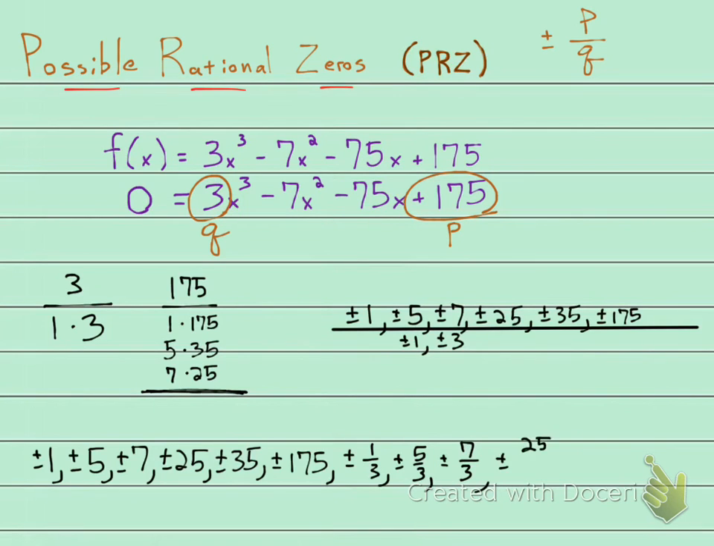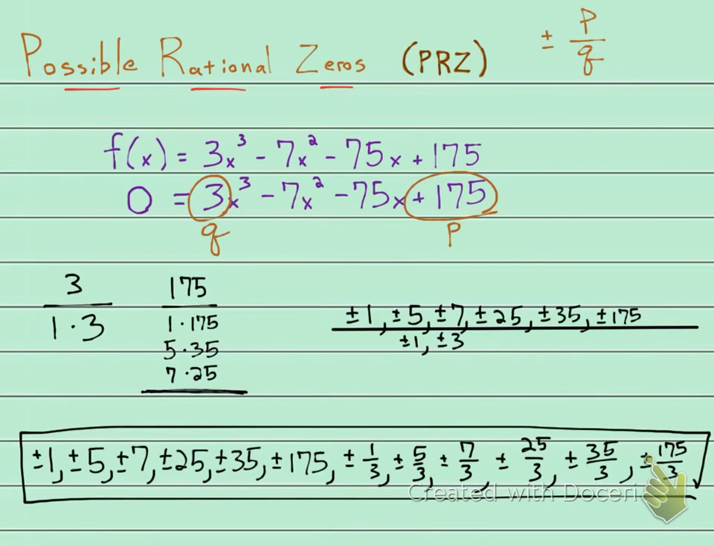25 over 3, 35 over 3, and 175 over 3. And these are all of my possible rational zeros. So if I wanted to find zeros of this polynomial, I would probably start with number 1, then try negative 1, then 5 and negative 5, and then 7 and negative 7. I would not start with the fractions first because that sounds a little more complex than I need to make it.